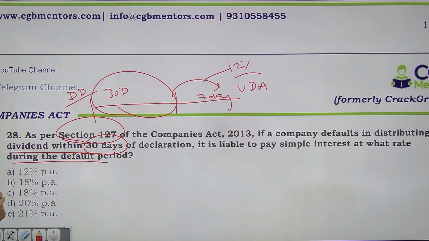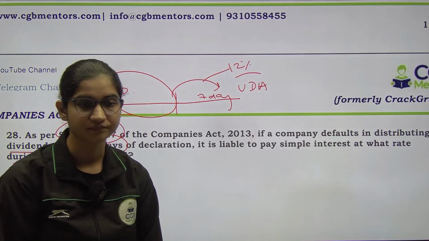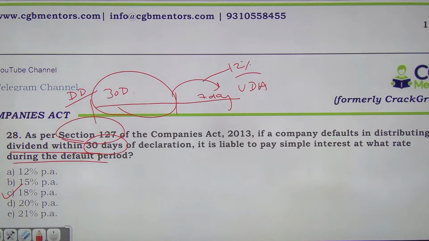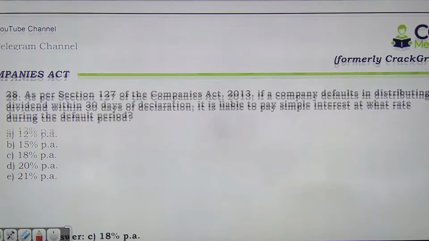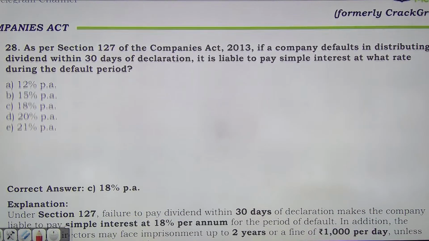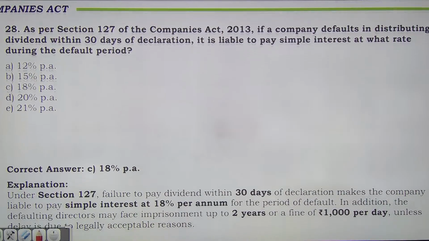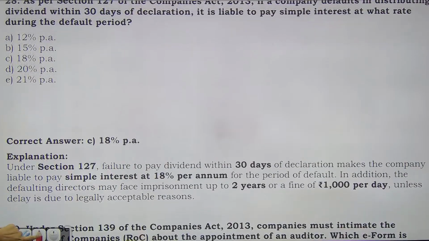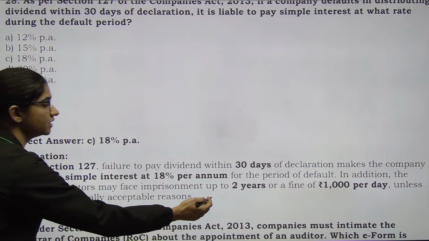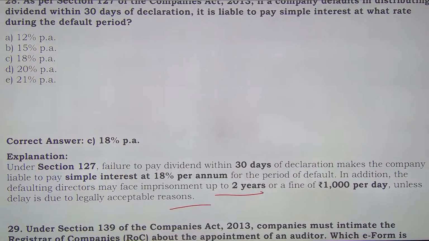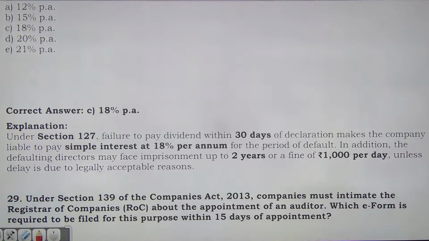option number C. Let's try to make this session more interactive. So the answer here will be 18% per annum that the company has to pay if the company is not distributing the dividend within 30 days from the declaration of the dividend. And in this section there is a provision for penalty also. Please read the explanation later, once this session ends. So this was all about this question.